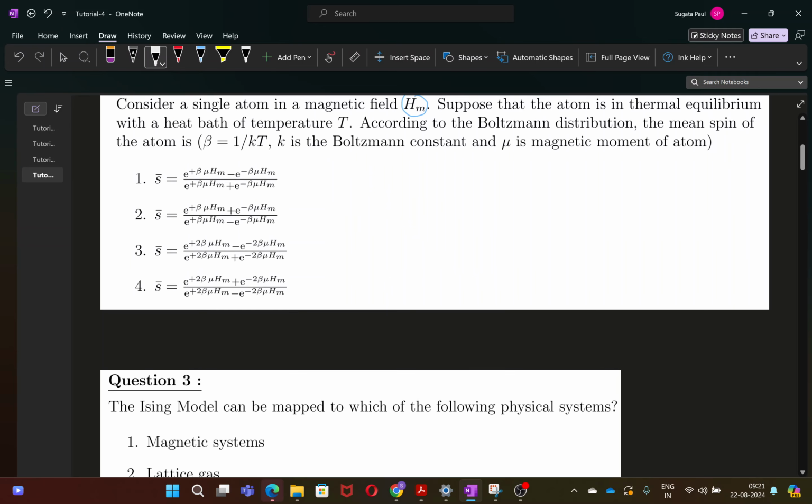So the correct option is basically e to the power of plus beta mu hm minus e to the power of minus beta mu hm, divided by the partition function value. So this is option number 1 that we have to choose as the right option.